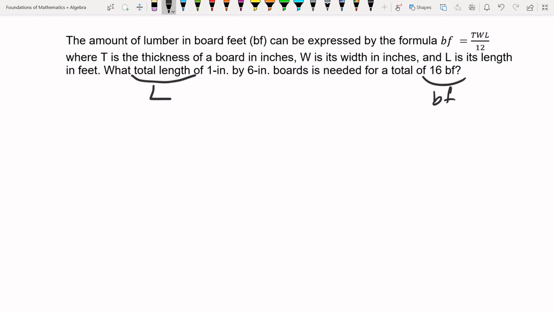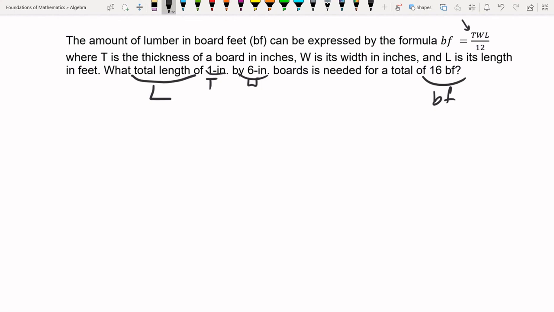1x6, well, that's going to be the thickness and width. In this case, it doesn't really matter which one's which because we're multiplying everything on the top anyway. So it's not really important to designate which one's which if you didn't know. But thickness is typically the smaller number. And yeah, all we have to do is figure what L is.